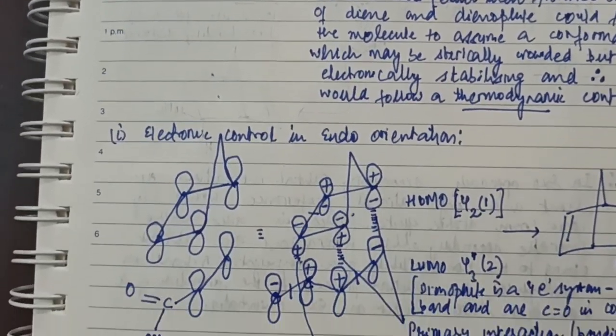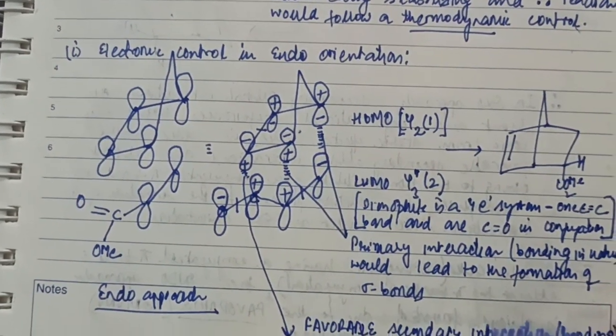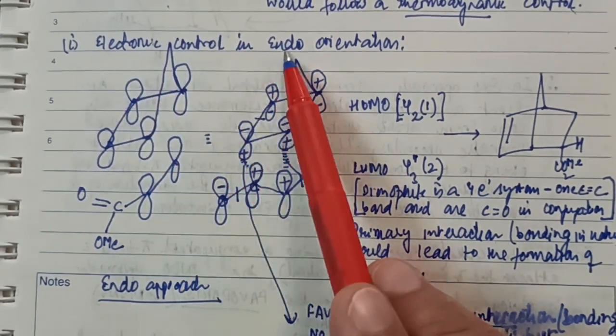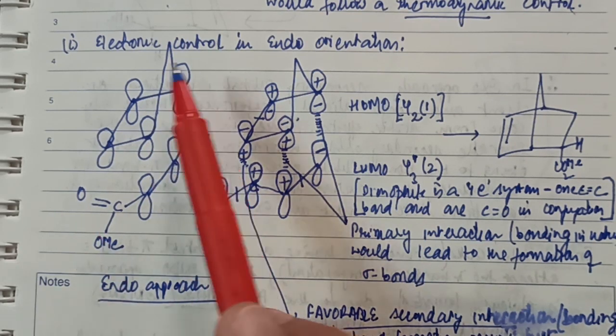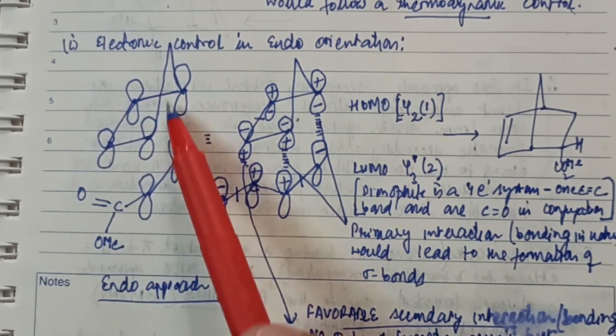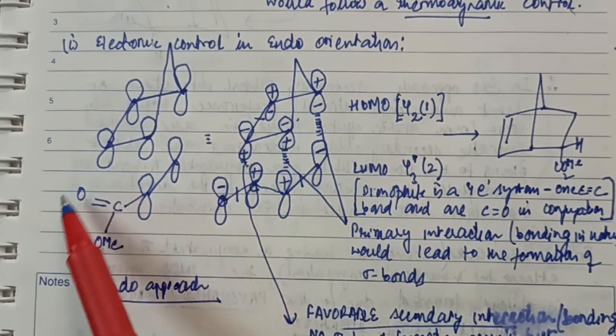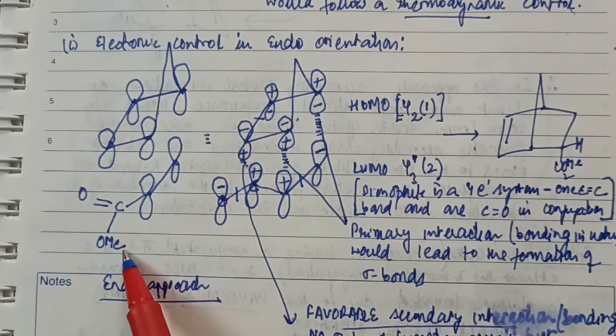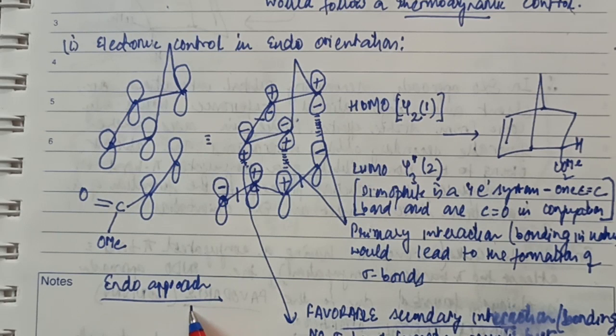Let's talk about the electronic control which is there in the case of the endo orientation. Electronic control in endo orientation. Now let's draw endo first of all. This is the diene. Let's say the methylene flap is above the plane. The dienophile's substituent, that is the carboxymethyl, is towards the diene. This represents the endo approach. Simple.